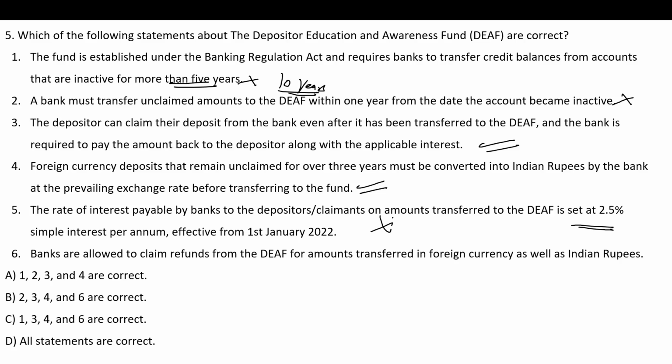Banks are allowed to claim refunds from the DEF for amounts transferred in foreign currency as well as Indian rupees. So banks can only claim in INR. So banks can claim from DEF but only in INR. Keep that in mind. So statement 1 is not correct, 2 is not correct, 3 is correct, 4 is correct.